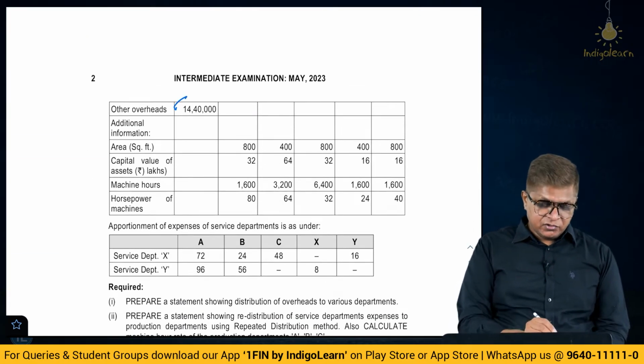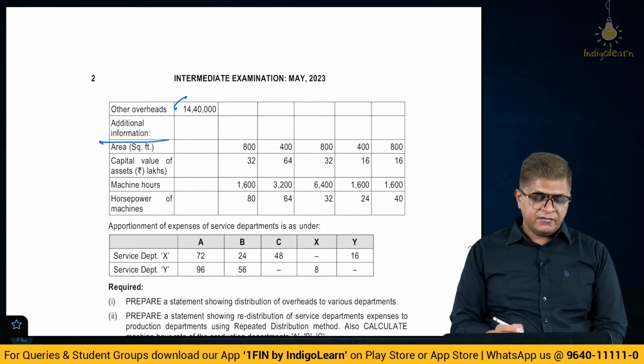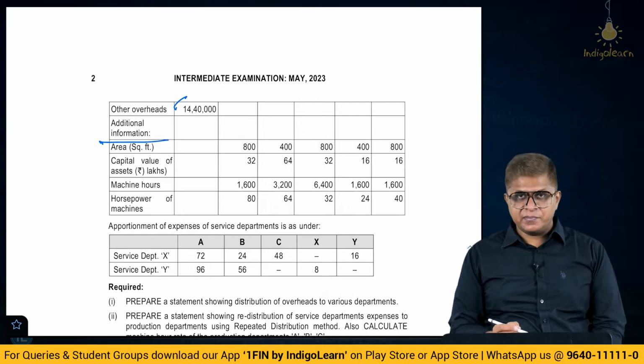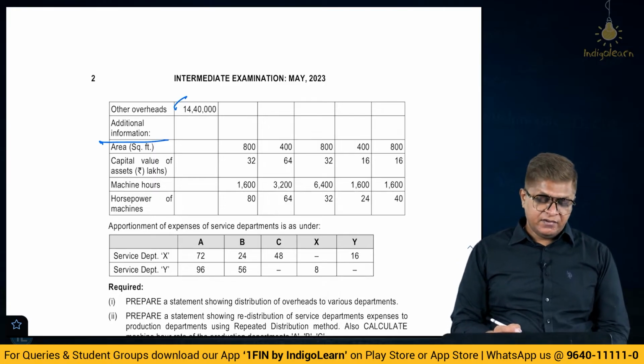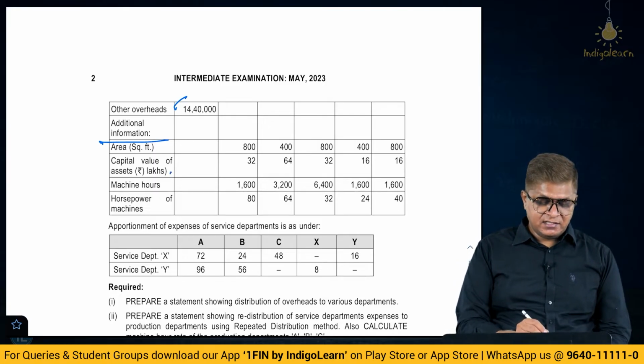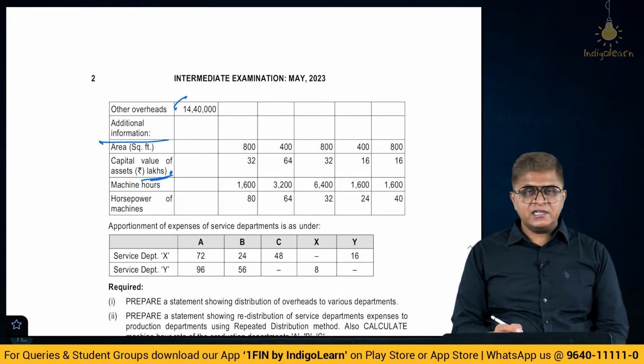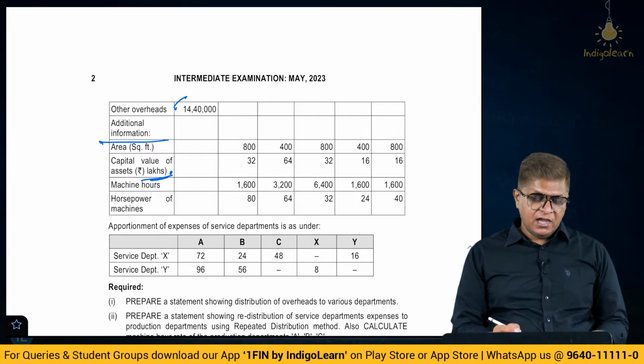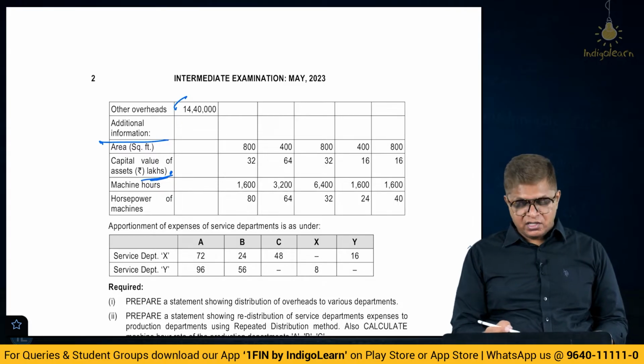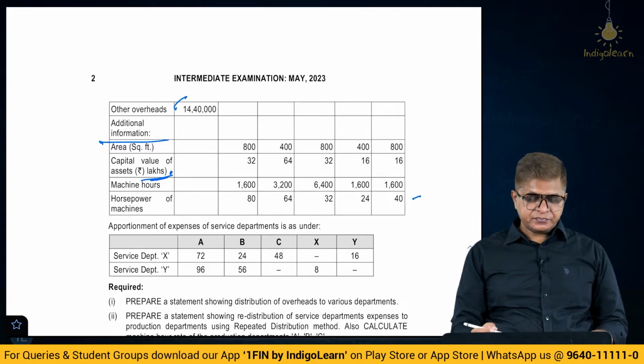Then they are mentioning about some additional information. They are giving us the area in SFT that each of those departments is occupying. They have given us the capital value of assets in rupees and lakhs for each of the departments, the number of machine hours taken by each of the departments, horsepower of the machines for each of the departments.